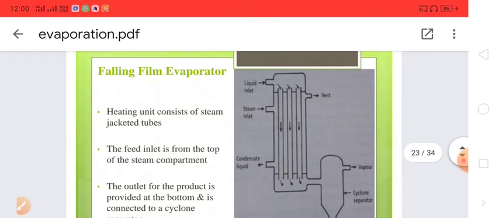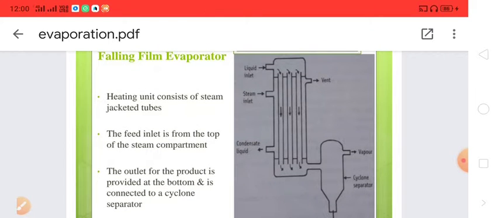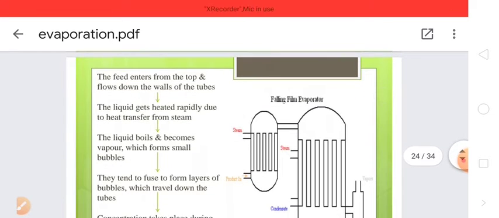Now the falling film evaporator, as you can see from the figure. The heating unit consists of steam jacketed tubes. The feed inlet is at the top of the steam compartment. The outlet for the product is provided at the bottom and is connected to the cyclone separator. Now come to the process point.